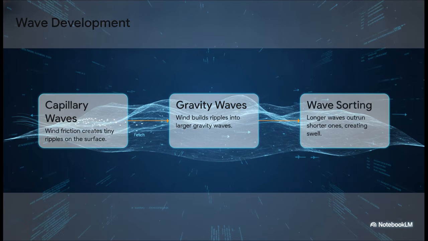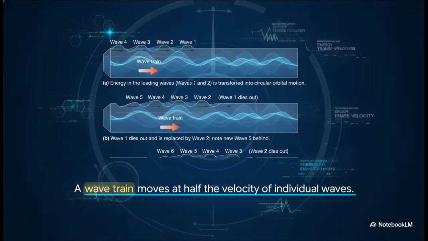And finally, step 3, because longer waves have higher celerity, they basically outrun the shorter ones. This process, called wave sorting, eventually organizes those chaotic, stormy waves into the clean, rhythmic, long-period lines that we just call a swell. Okay, here is where the physics get completely mind-bending.